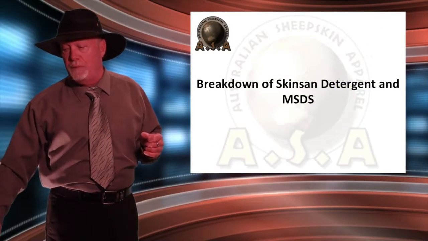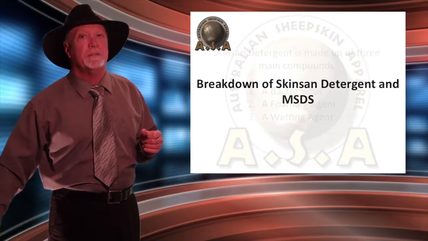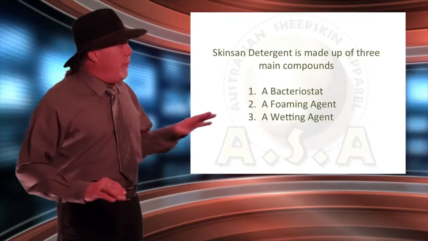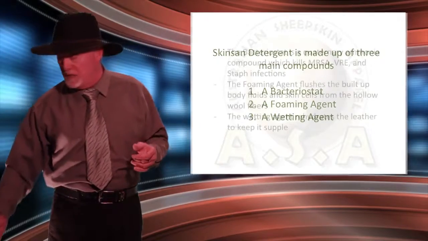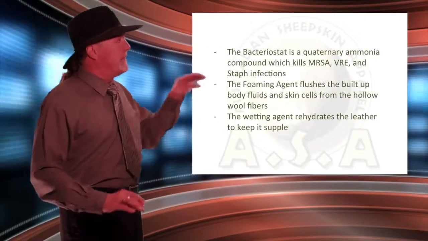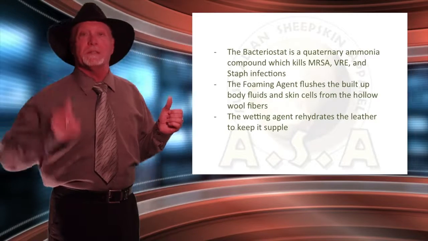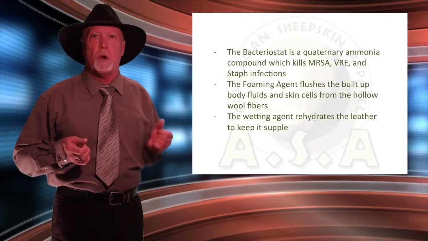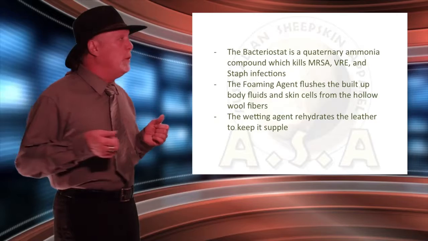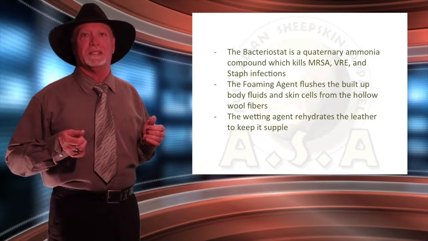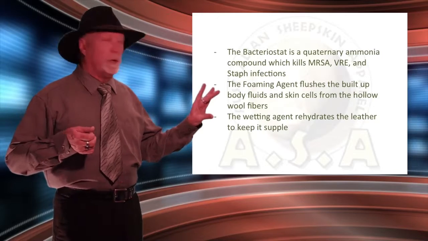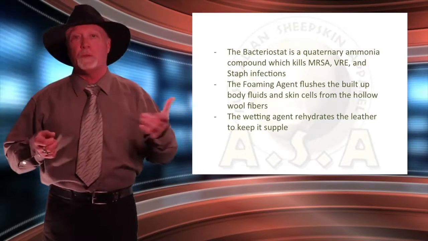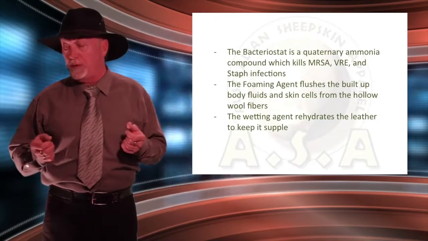Now, continuing on from there, just to give you a quick breakdown of the Skin Sand detergent. Number 1, we have a bacteriostat, we also have a foaming agent, and we also have a wetting agent. What each of these do is that the bacteriostat, as we said, is some of the highest quality quaternary ammonium compounds in the world. And that will kill MRSA, VRE and staph infection. So we know that we have the bugs and so on sorted out with the detergent, and we're able to thermally assist that as well with hot water.